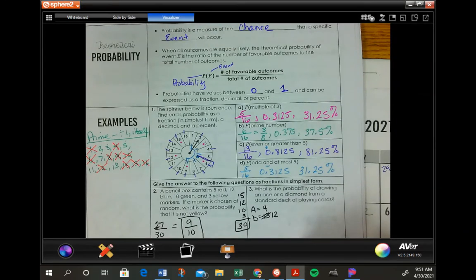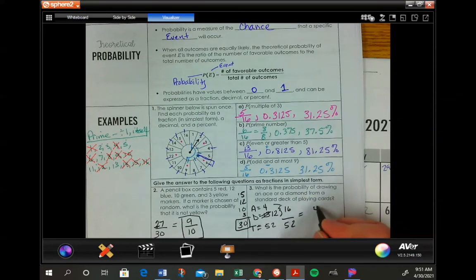Okay? How many total are in the deck? 52. So out of these, I have 16 over 52. And that will reduce to 4 over 13.